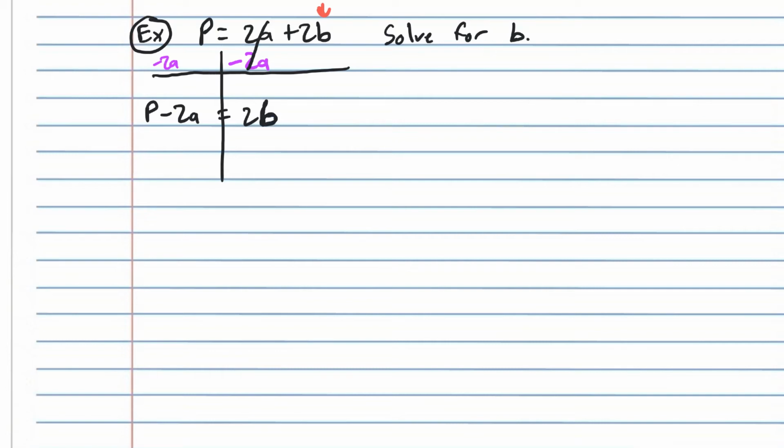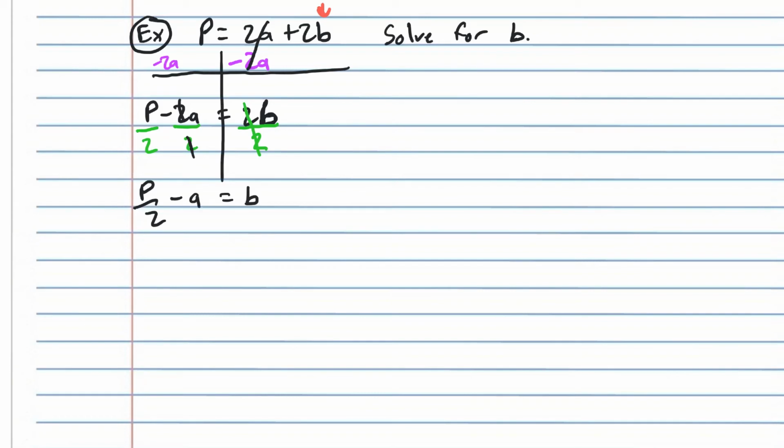Now you have to get rid of that 2. Just like with the equation we did above, it's attached. So to get rid of it, we can divide. The only thing to remember here is if you divide in one spot, you have to divide in every spot. So you have to divide this by 2 and this by 2. The 2's cancel, and we're left with b by itself. P over 2, can't really do anything about that. But for the 2a over 2, these 2's actually cancel each other out. So it's just minus a.